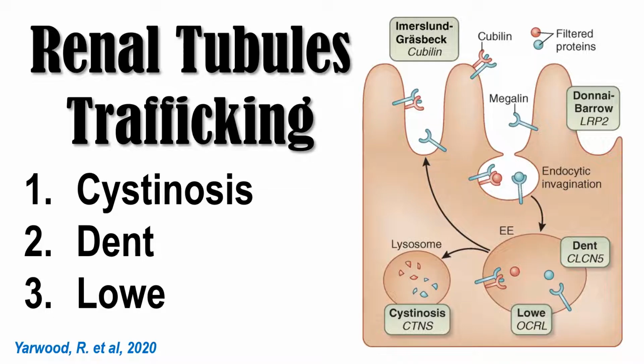As you can see here, three major diseases affecting the renal tubules happen through trafficking disorder: cystinosis, Dent's, and Lowe disease. Cystinosis is mainly due to retention of cystine crystals within the cells, producing organ dysfunction not only in the kidney but all over the body. While Dent's and Lowe disease are considered part of Fanconi syndrome or proximal tubulopathy, but actually this is a partial or selective proximal tubulopathy, mainly for proteinuria, because it's not able to transport the protein, producing tubular proteinuria.